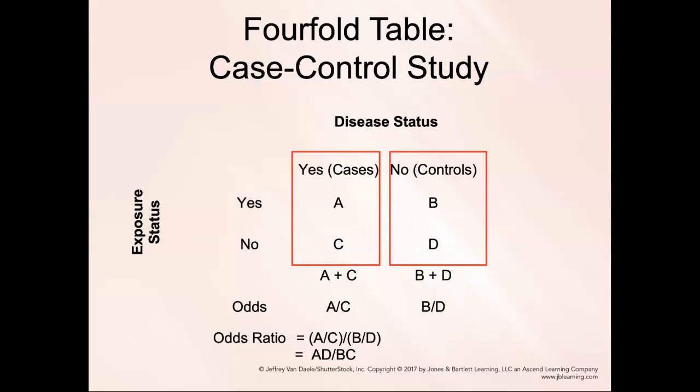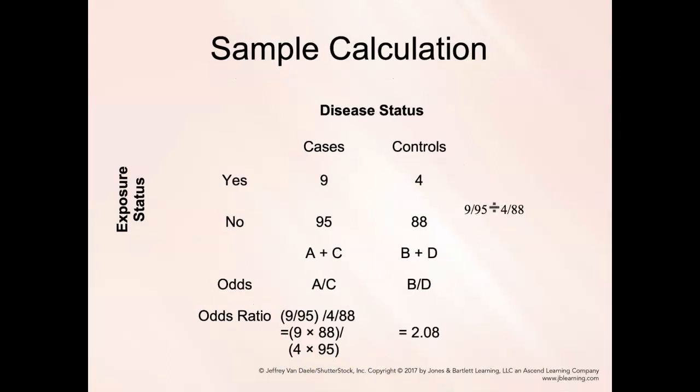Now to calculate your odds ratio, all you're going to do is divide these two. You'll take this odds of exposure in cases, this A over C, and divide that by the odds of exposure in the controls, which is B over D. You get this equation here, which then translates into this fraction here. So let's plug in some numbers and do this as an example.